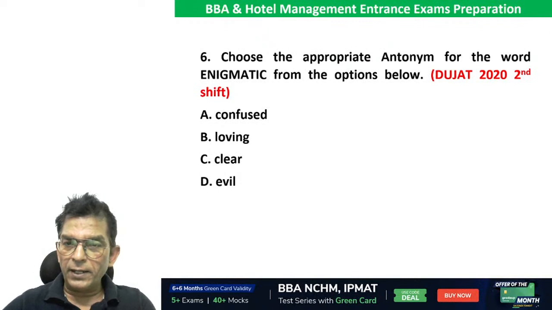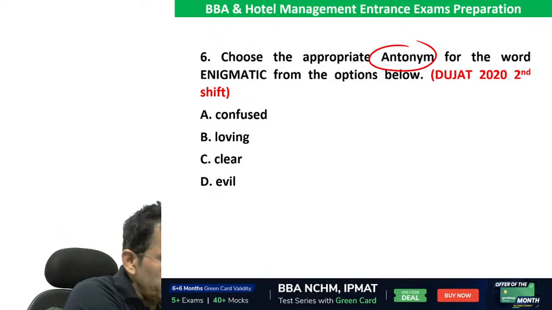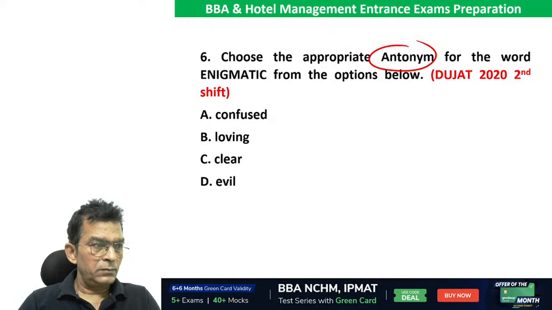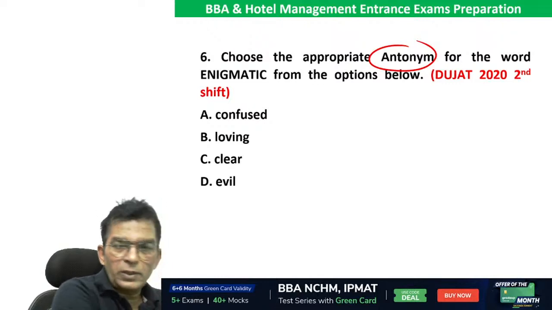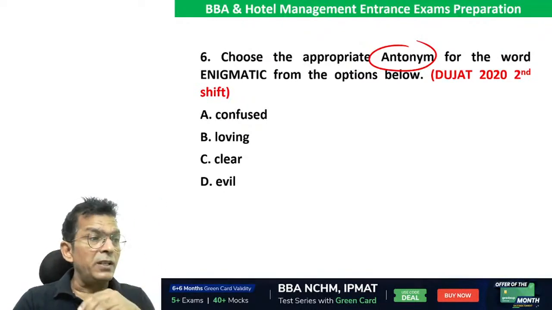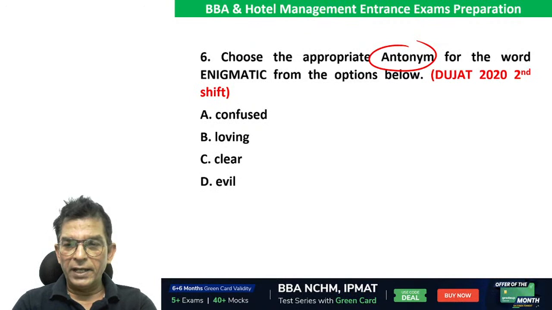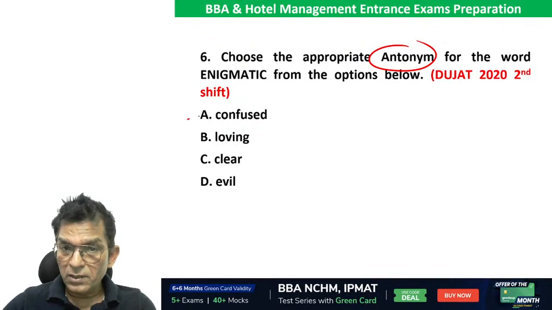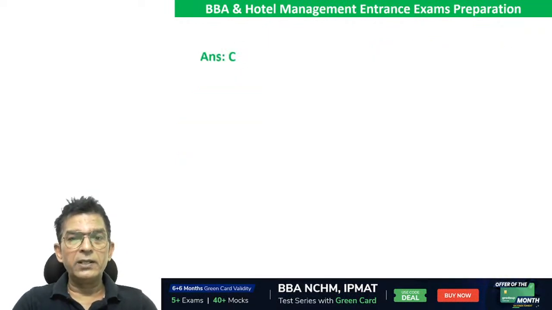Now, choose the appropriate antonym. Again, we are looking for an antonym of the word enigmatic from the options given below. Okay. What do we mean by enigmatic? Enigmatic is mysterious. Therefore, tell me the answer. What will be the opposite of enigmatic? Okay, mysterious. Therefore, the answer is confused. Okay, loving cannot be the answer. The answer is C. Clear. Very good, Dikshavita. Very nice. Okay, it's C. The next question.